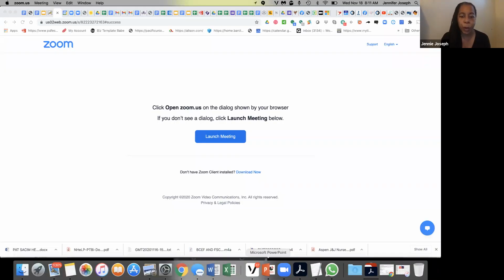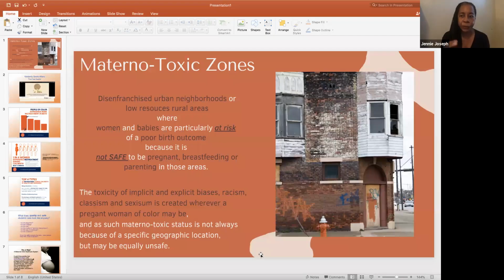Well, I'm going to talk today about maternotoxic zones, a term I coined to help us all understand and really to frame differently what some other folk might call social determinants of health. So let's get started.